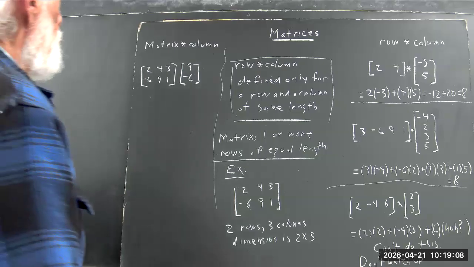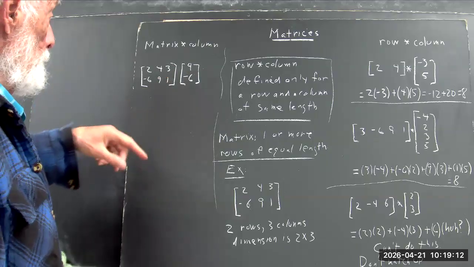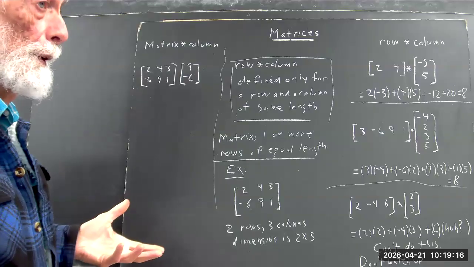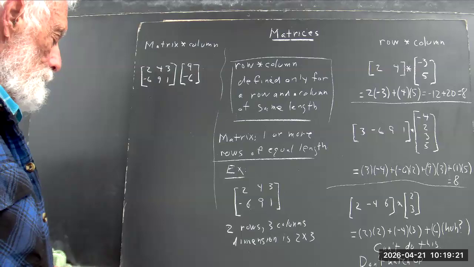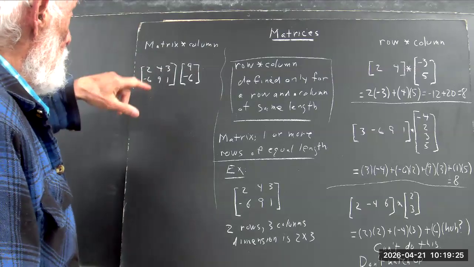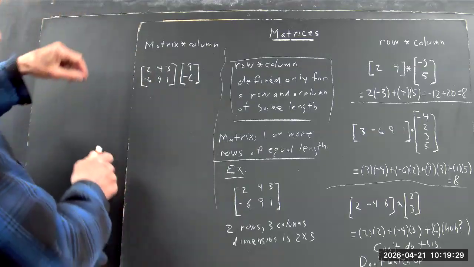Well, the answer to my question is you multiply the first row by that column and you multiply the second row by that column. Nothing more complicated than that. There are all kinds of complicated things you could do, and you could think of any number of procedures, but we multiply the first row by the column, multiply the second row by the column.